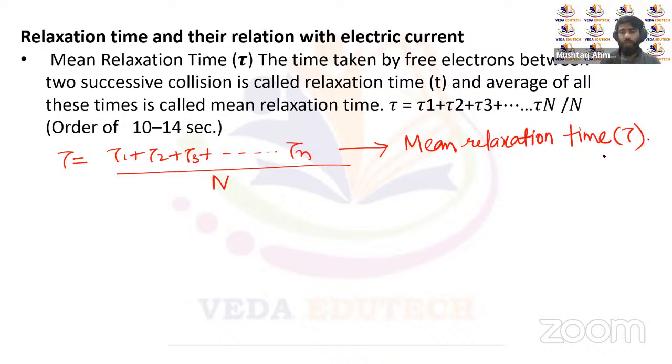So we have two quantities here. One is the mean free path, which is the average distance between two successive collisions covered by the electron inside the conductor, and similarly, mean relaxation time is the average time taken by the electron between two successive collisions inside the conductor, right?